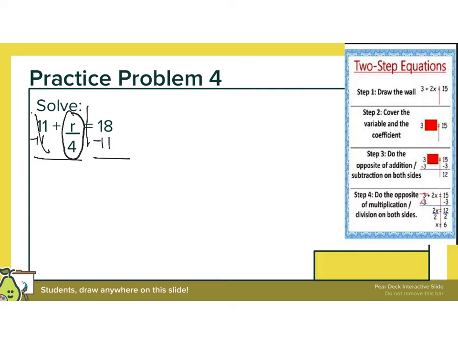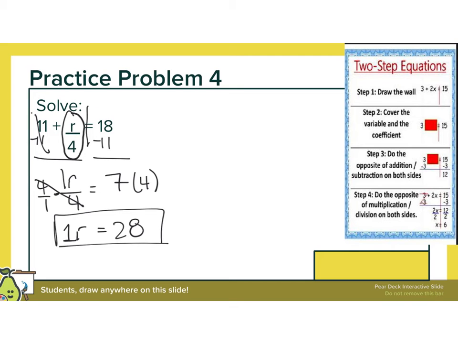These are gone. I'm going to put the 1 in front of the r just because I like to see it. And then 18 minus 11 is 7. To get rid of a fraction, I multiply by the reciprocal. So 1/4 becomes 4 over 1, or just a 4 on the other side, because I don't need to write it as a fraction since 7 is not a fraction. This cancels out to just 1r, or r equals 28.